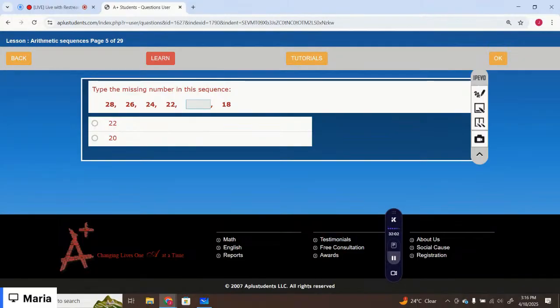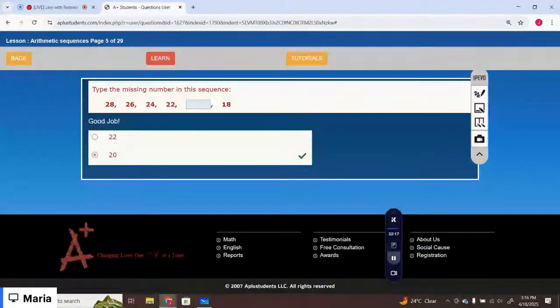Type the missing number in the sequence. 28, 26, 24, 22. That is 20. Option number 2 is the correct option. The missing number is 20.